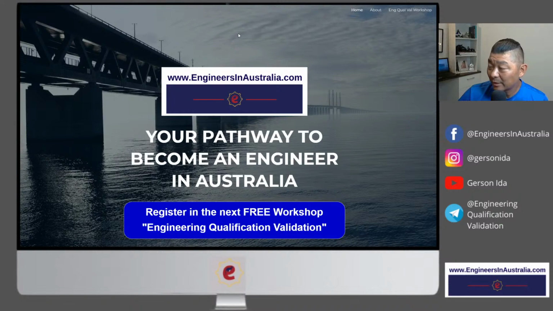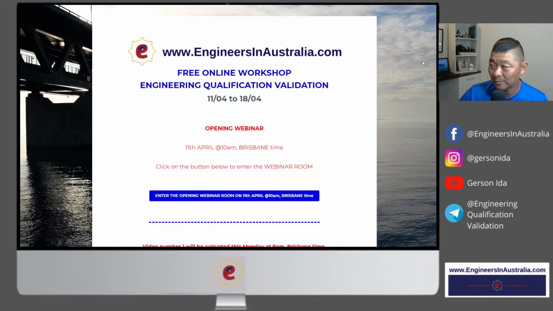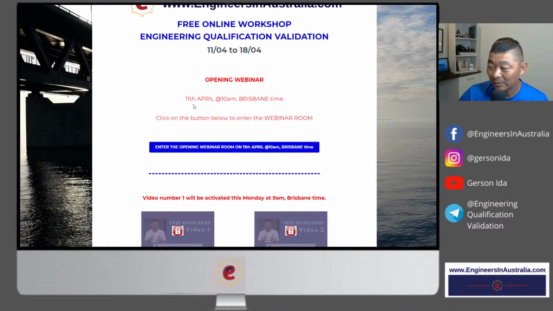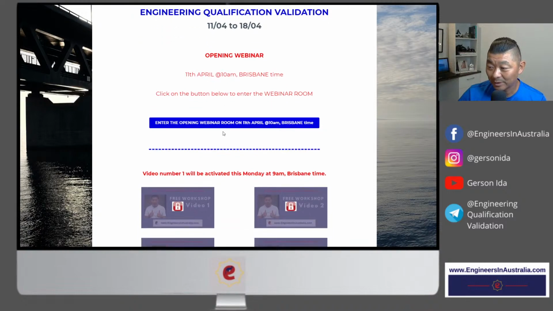To check the workshop website, you just need to go to www.engineersinaustralia.com, and on the home page, in the top right corner, there is the Eng Qual Val workshop. Once you click on that menu, you will go to the workshop page. The page is not very beautiful because I made it myself, so it's a very engineering page. The workshop is going to start on the 11th of April, until the 18th of April. On Sunday, 11th of April, 10 a.m. Brisbane time, I'm going to have the opening webinar. If you go on that date at that time, you can click the button and join the webinar.